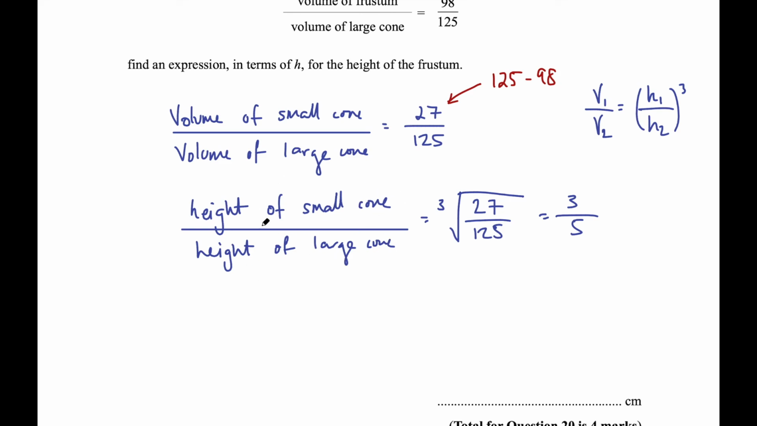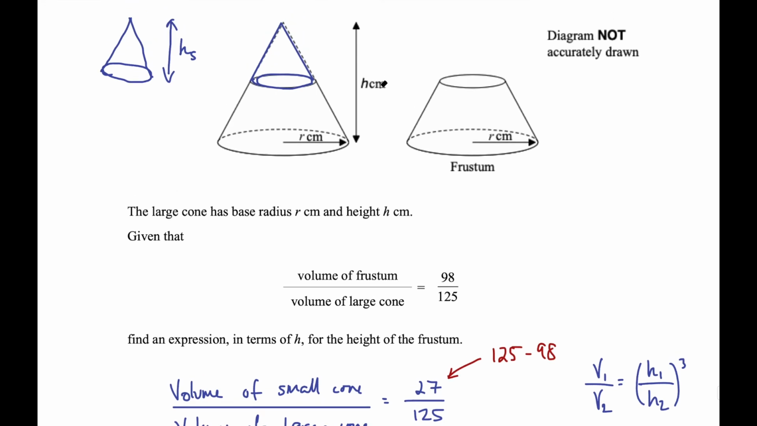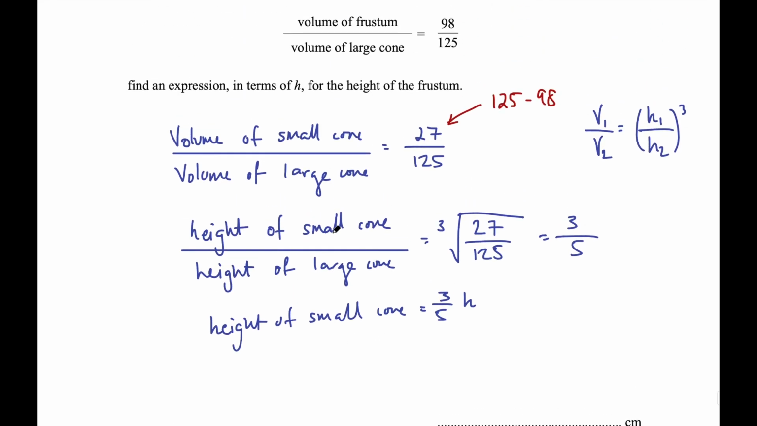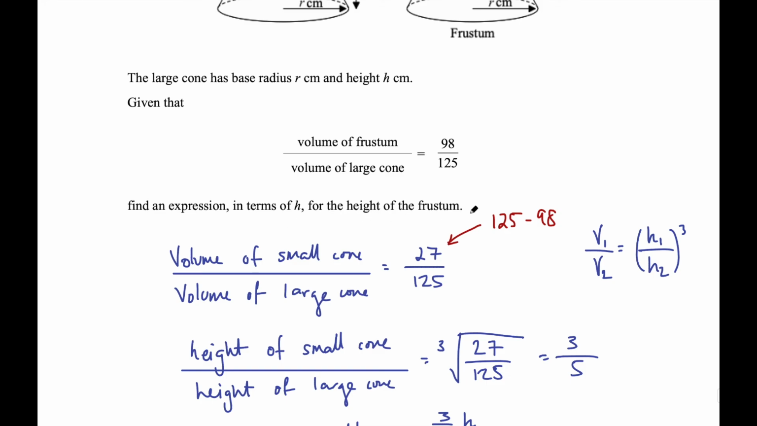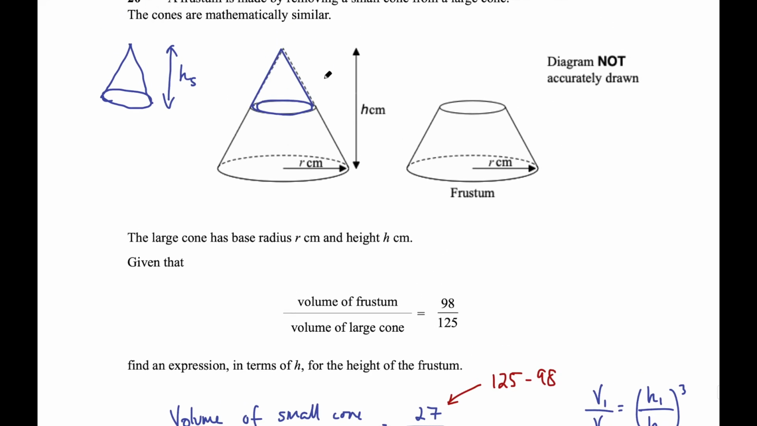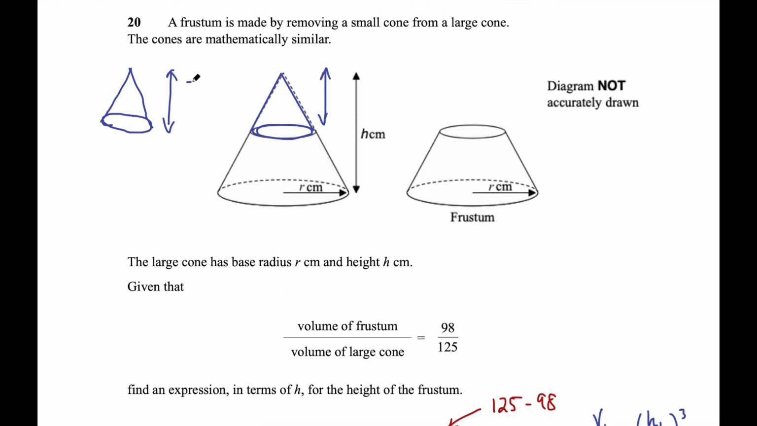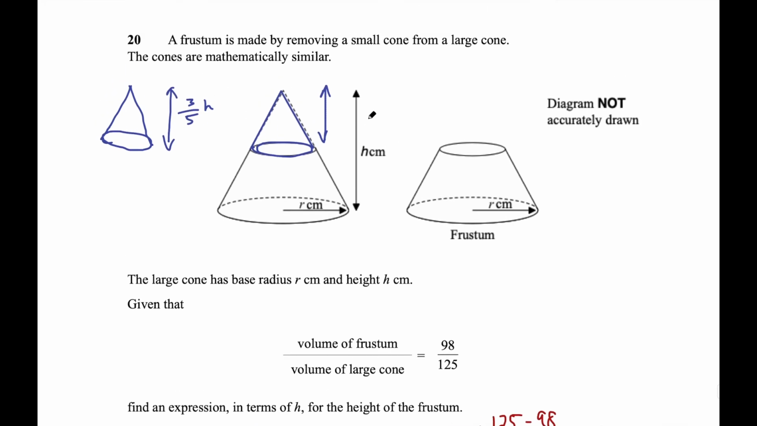So now you can think of this as like an equation. And remember, the height of the large cone is just h. They've labeled that h. So we can say the height of the small cone would be 3/5 multiplied by the height of the large cone, or 3/5 times h, right? So I just take that denominator, multiply it on the right hand side, and I end up with this equation here. 3/5 times h is the height of the small cone. And then remember what we're looking for. We're finding an expression in terms of h for the height of the frustum. Well, the height of the frustum would be h take this height here. And we've just found an expression for the height of the small cone. We're saying now this is 3/5 h. Okay, so what's h take 3/5 h?